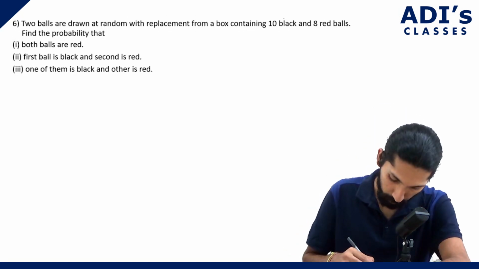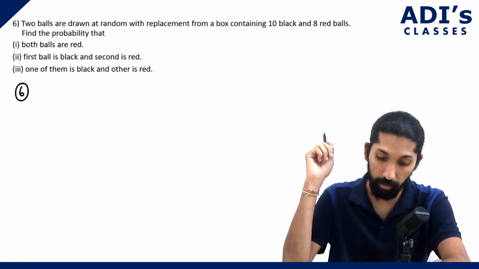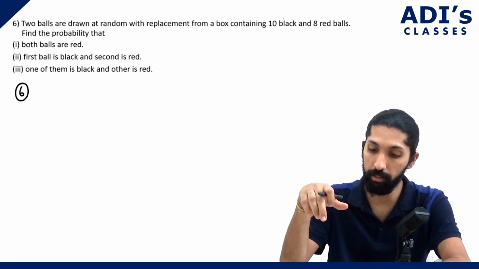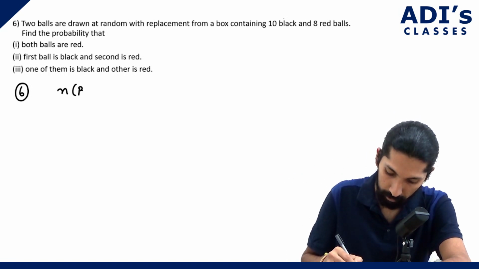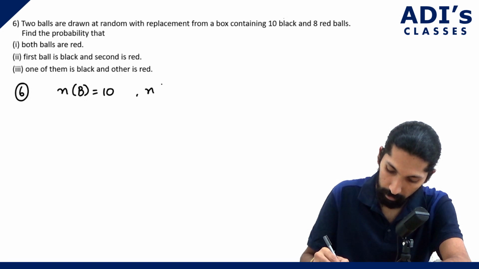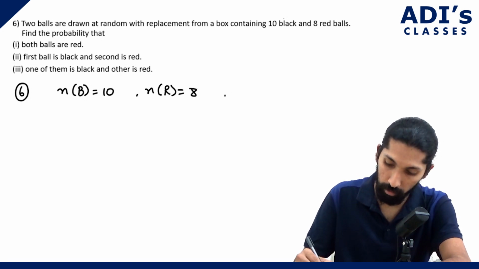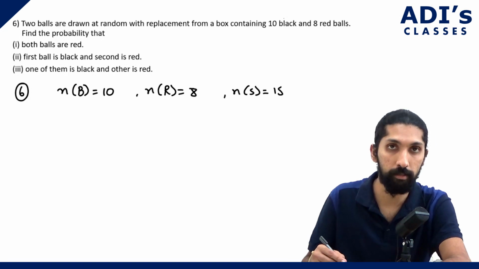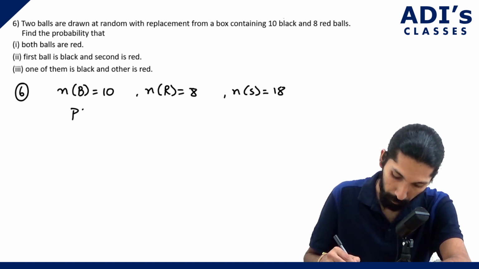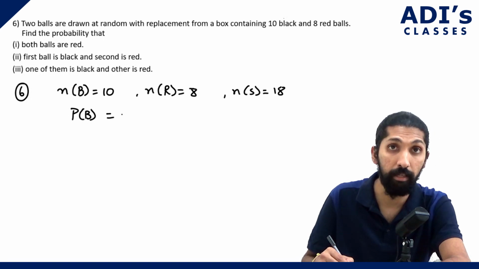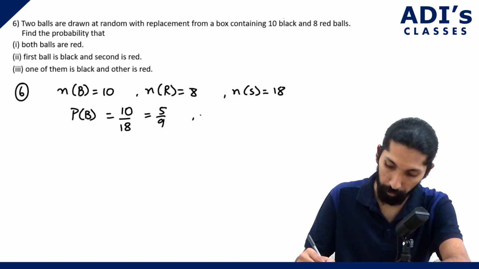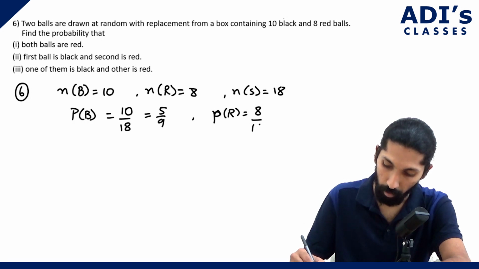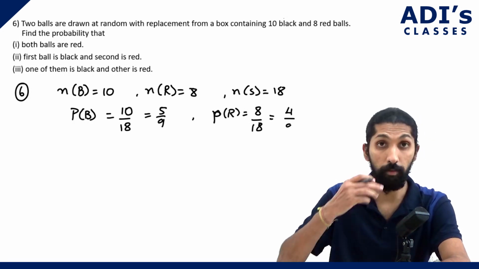See the sixth one. Two balls are drawn at random with replacement from a box containing 10 black and 8 red, isn't it? So the number of black is 10, the number of red is 8. So total is going to be 18, isn't it? So the probability of a black one is 10 by 18, or you can say 5 by 9. And the probability of red is 8 by 18, or you can say 4 by 9. So we have 5 by 9 and 4 by 9.